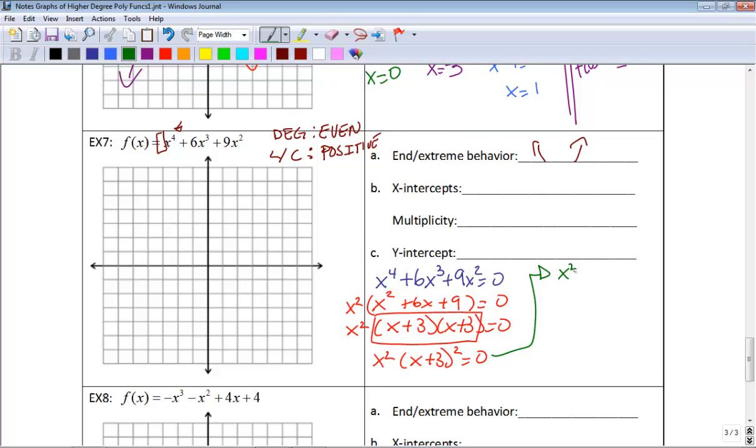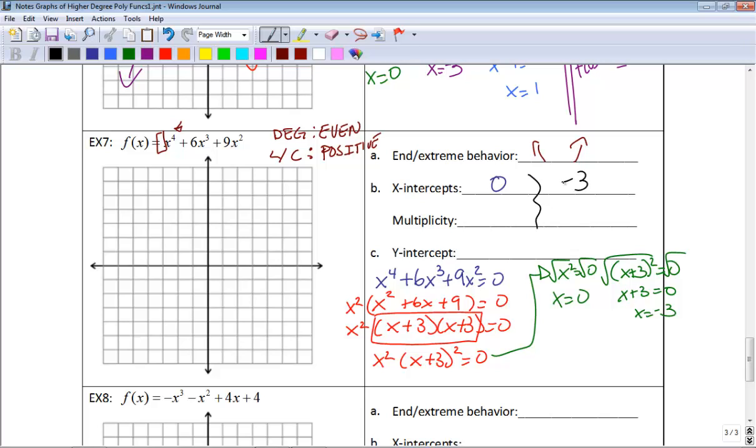So x squared is equal to 0, and x plus 3 quantity squared is equal to 0. Solving, here I get that x is equal to 0. And over here, I get x plus 3 is equal to 0, and x is equal to negative 3. So I have two zeros. One of them is 0, and the other one is negative 3.